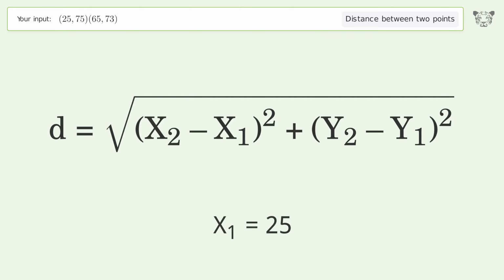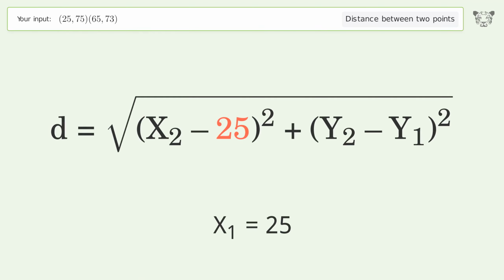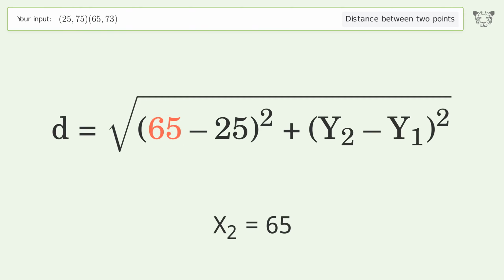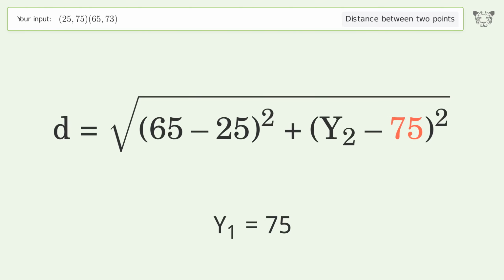x1 equals 25. x2 equals 65. y1 equals 75. y2 equals 73.